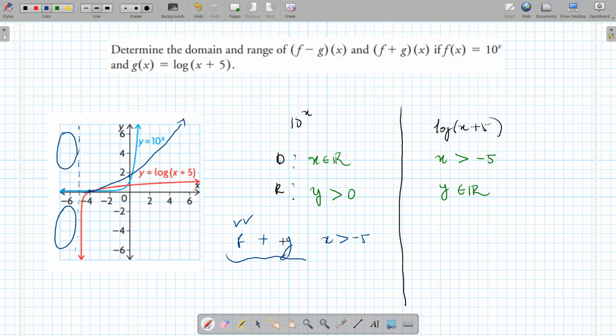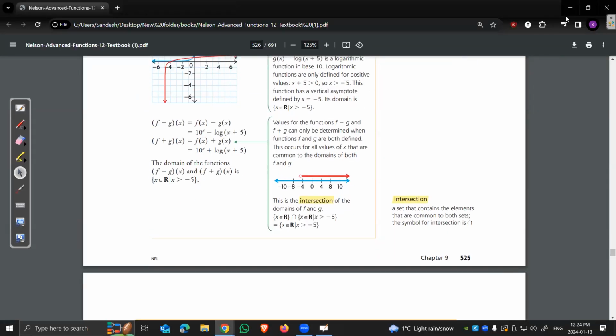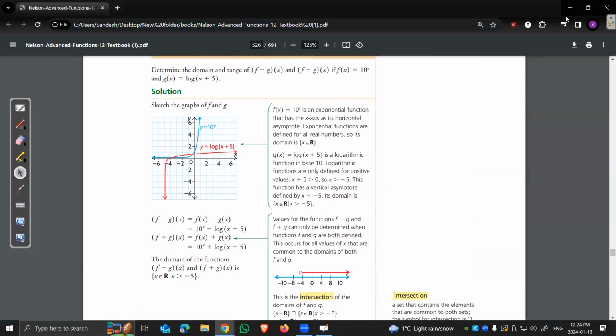Because only one function exists beyond negative 5. So if you go beyond negative 5 and combine them, the combined function is only going to exist where both of them originally existed. Okay? Because of this restriction. So it's basically going to be the lowest common domain, the smaller of the two domains. Does that make sense? The smaller of the two domains. So that's the idea here. The domain of the function is going to be x is bigger than negative 5.